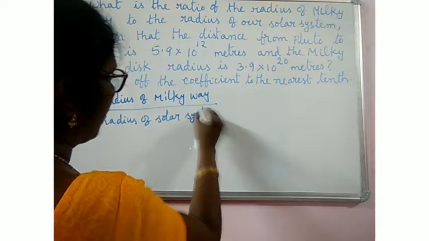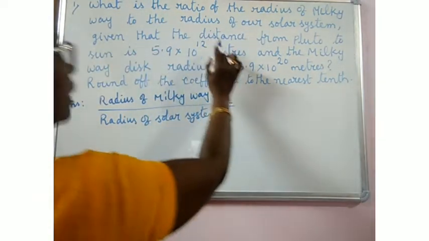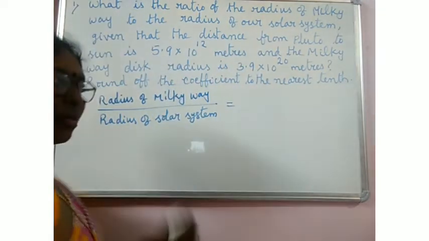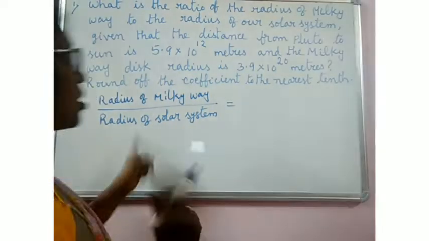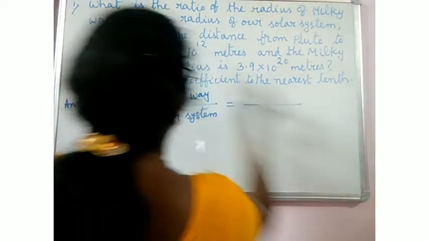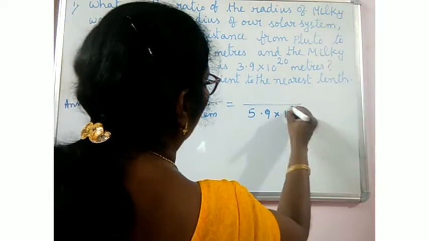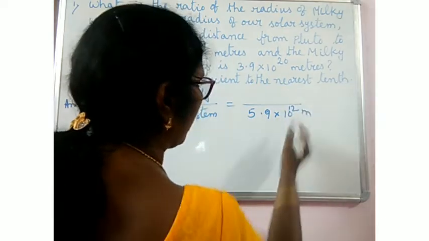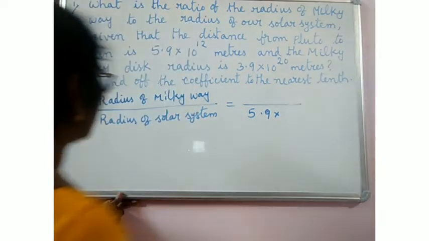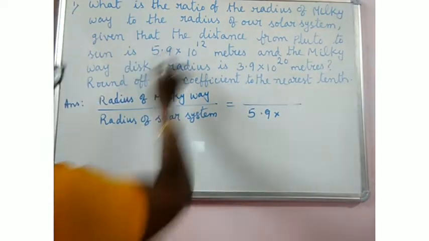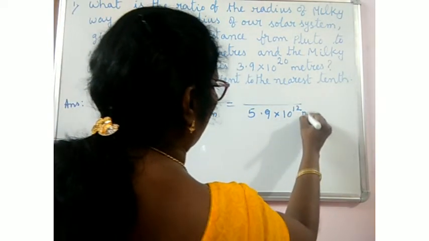Let us see what is given. You have to find the ratio of this. Given that the distance from Pluto to Sun is said to be the radius of the solar system. That is given as 5.9 into 10 to the power 12 meters. Distance from Pluto to Sun means the radius of the solar system, 5.9 into 10 to the power 12 meter.